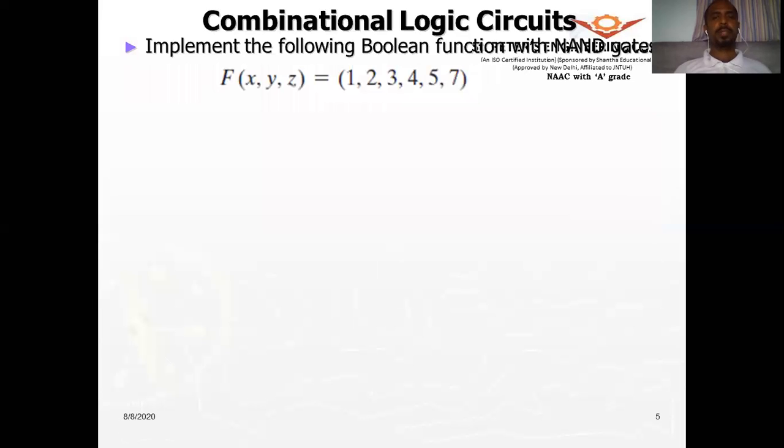So let us see some other functions. Here we are using a function of three inputs x, y, and z. So it's a function of three variables x, y, and z. And the output is 1 for the decimal values 1, 2, 3, 4, 5, and 7. So for these three variables, what will be the total number of outputs?